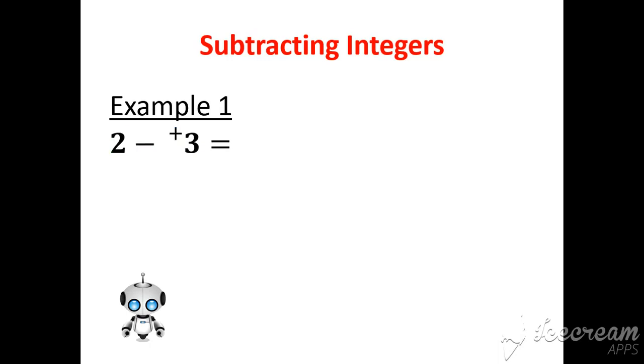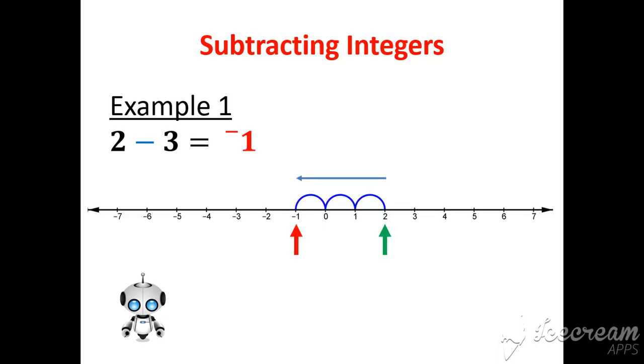Now, what on earth is happening here? When we subtract a positive, subtracting a positive really is just the same as subtracting or minusing. So really, 2 subtract positive 3 should just be written as 2 minus 3. And 2 minus 3 makes -1 because we start at 2 and we move to the left 3 spaces to get to -1.